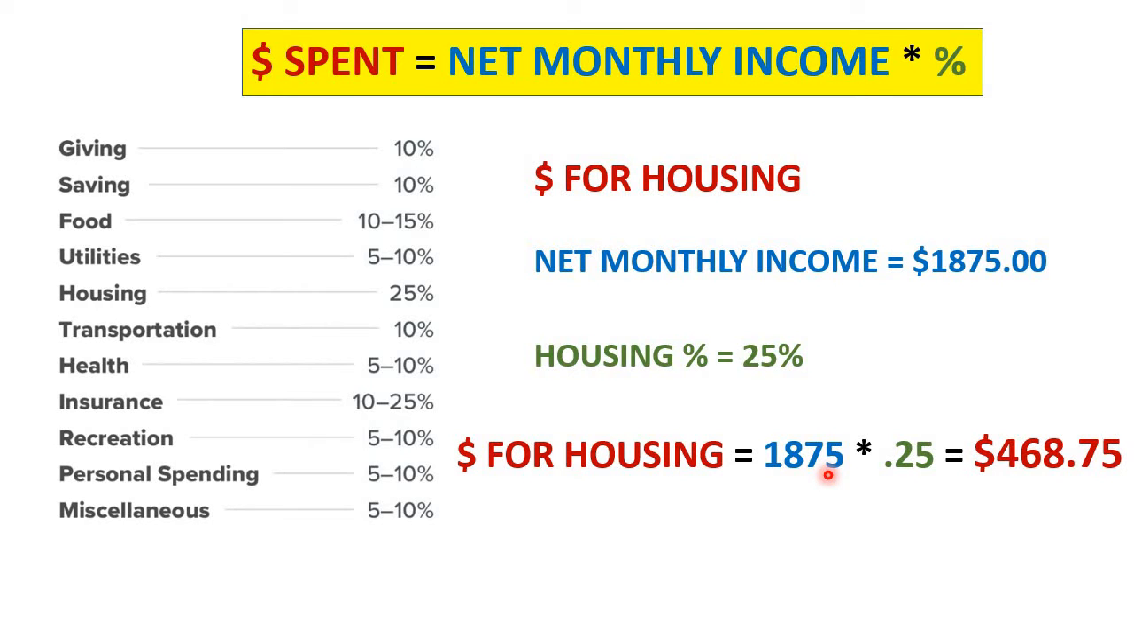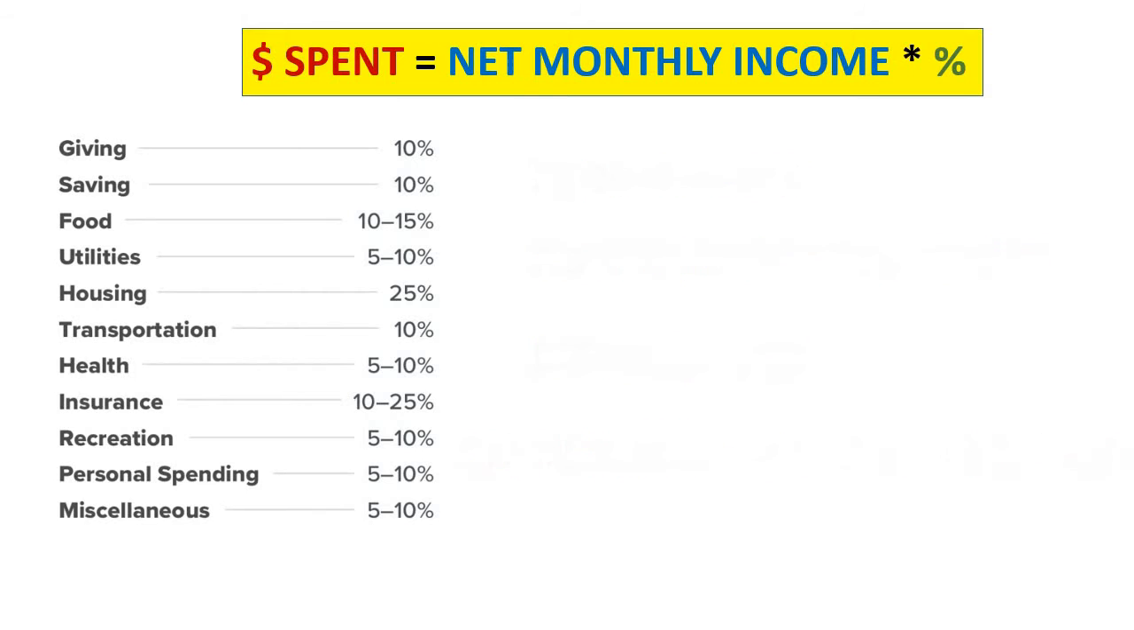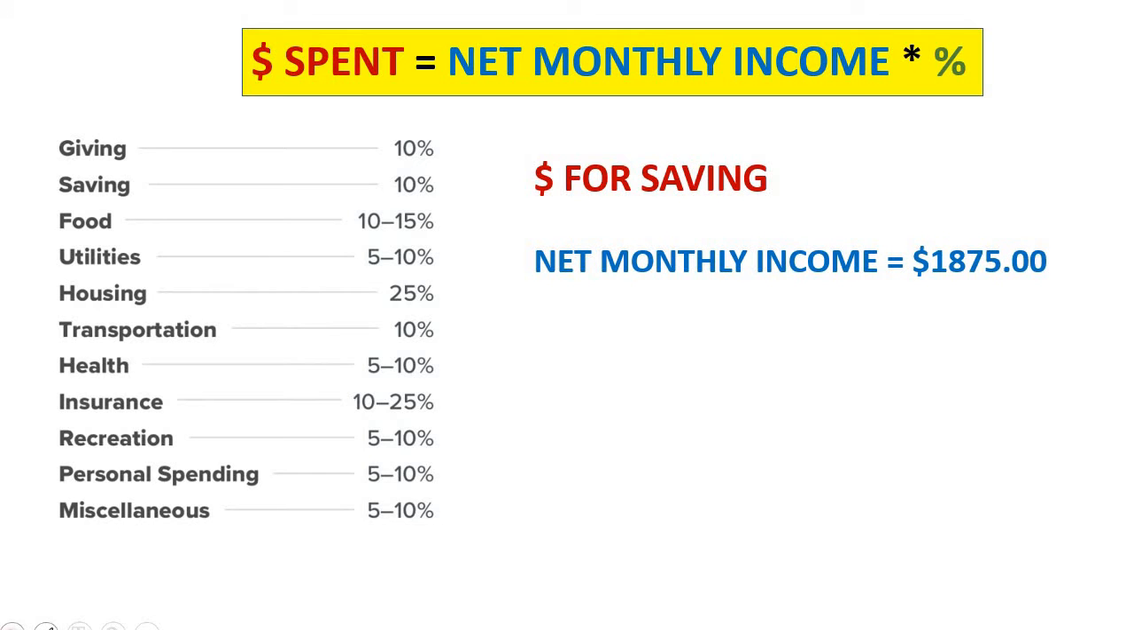There is my net monthly income. There is my percentage. Do the math. There's the amount of money that I'd say I'm going to set aside in my budget for housing for 1 month. Okay, so now let's do a couple more. So now we're talking about saving. Again, we're going to utilize that same monthly income of 1875.